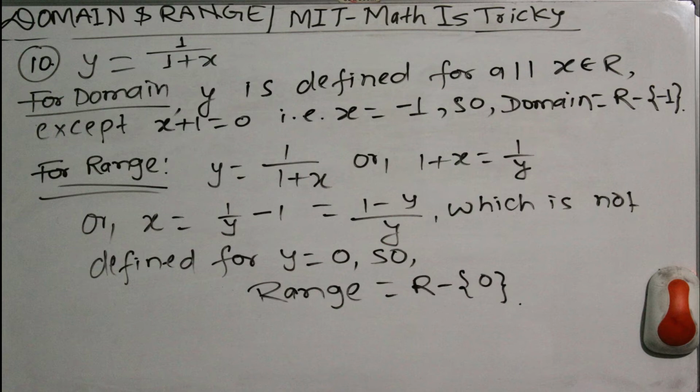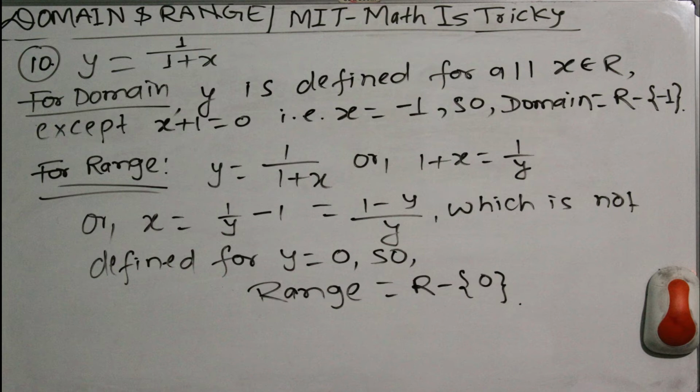Now for the range, what should we do? We'll try to find the value of x. Let's express the given function in terms of x. Taking the reciprocal on both sides, we can write 1 plus x equals 1 by y, and now x equals 1 by y minus 1, which is 1 minus y by y. It means we can't put y equals 0, because if you put y equals 0, it will give an undefined number, but we have already chosen that x is defined. We are taking all the values which are defined. So to get a finite value of x, y cannot be 0. We can take all other values. So the range will be the set of real numbers except 0. So R minus {0} will be our range in this case.